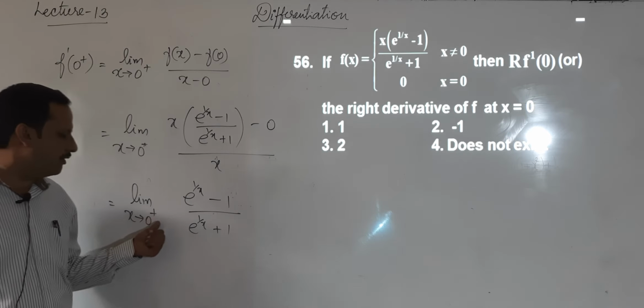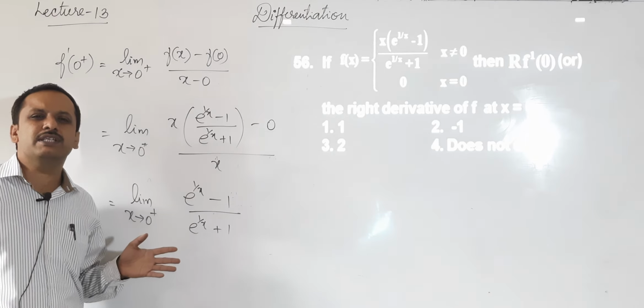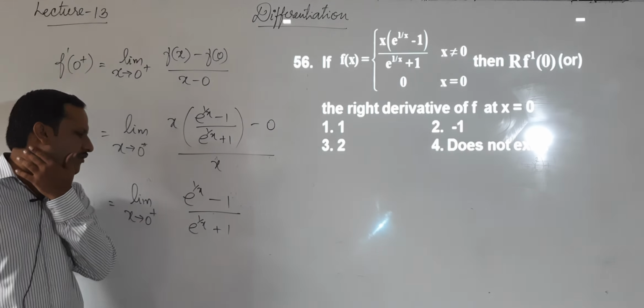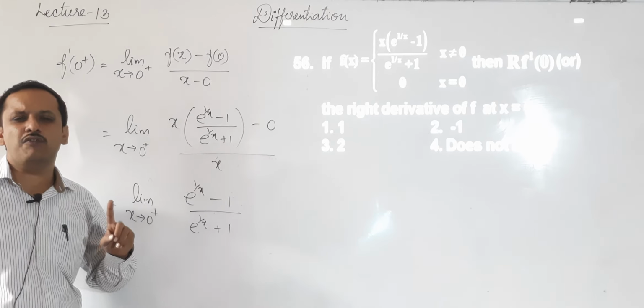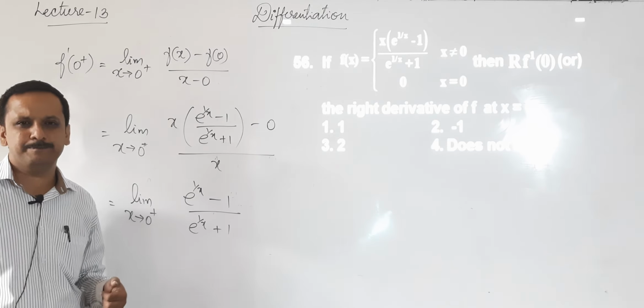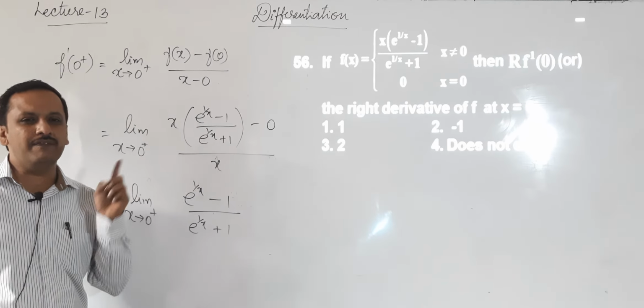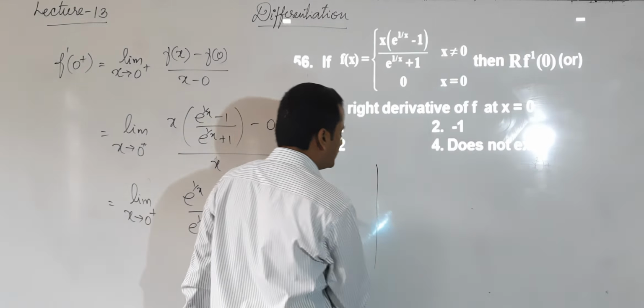Okay. Now if I directly apply the limit as x tends to 0 plus, x is approaching 0 from right side. When x approaches 0 from right side, what will happen to 1 by x? When x approaches 0 from right side, 1 by x will tend to plus infinity. And when x approaches 0 from left side, 1 by x will tend to minus infinity. Remember this.